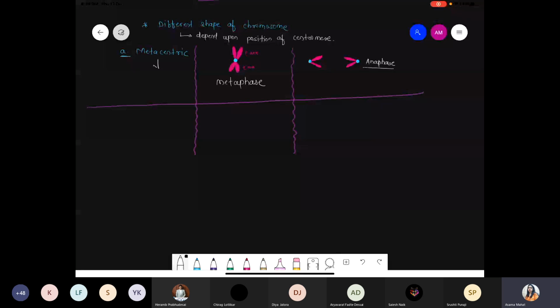If we are talking about metacentric type of chromosome, where centromere is present at the middle, at the center, then obviously when that centromere gets split into two, they form two daughter chromosomes. So whatever shape we obtain, that shape of the chromosome is V shape. You can see, obviously, they look like a V shape. These are the first part.